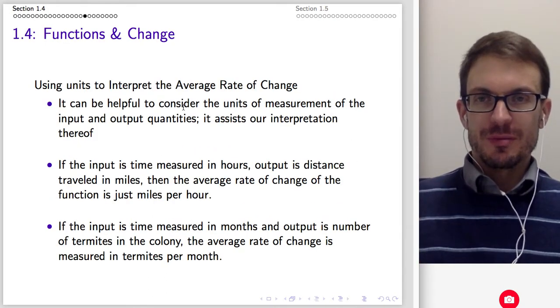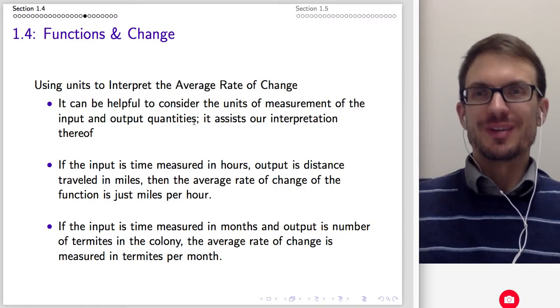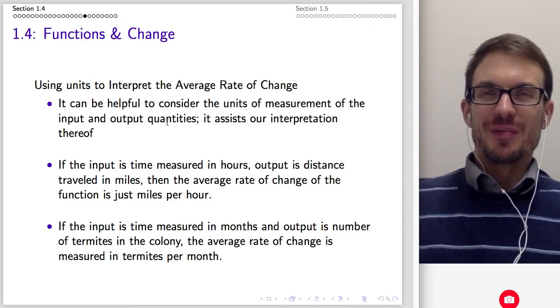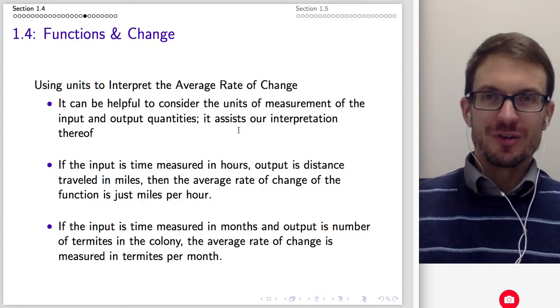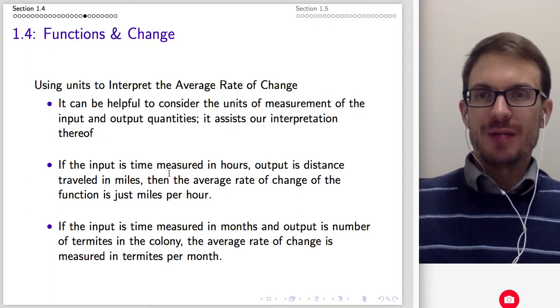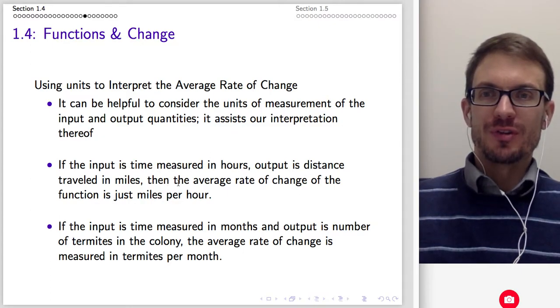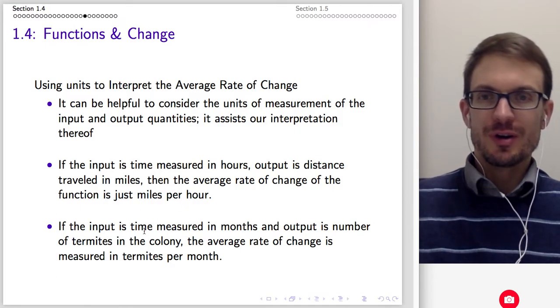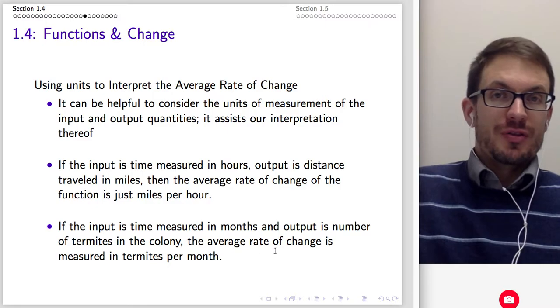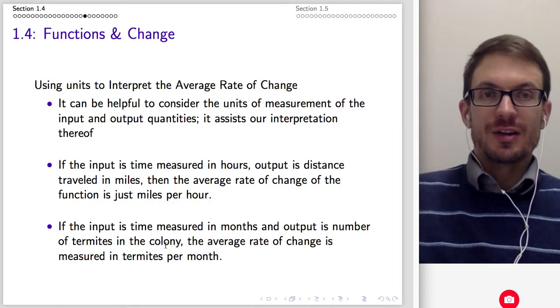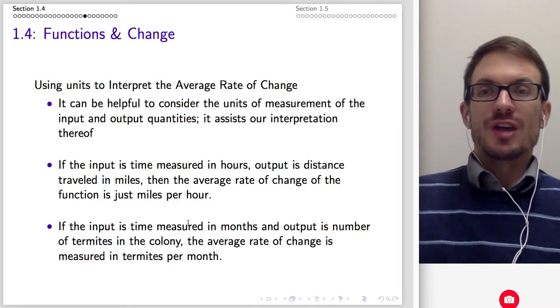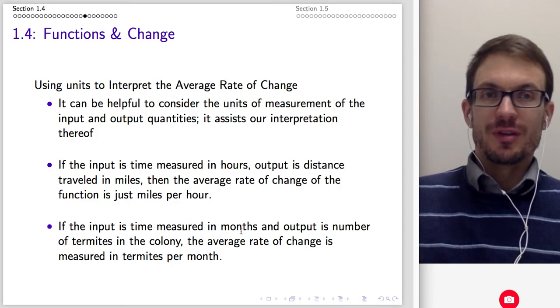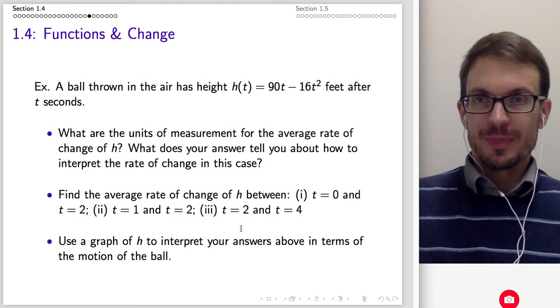Just a couple comments. It can be helpful to consider the units of the measurement of the input and output quantities because it assists our interpretation of our problem. If the input is measured in hours and the output is the distance traveled in miles, then the average rate of change of the function is just miles per hour. If the input is time measured in months and the output is the number of termites in our colony, then the average rate of change is just measured in termites per month. And these are the two examples that we saw.